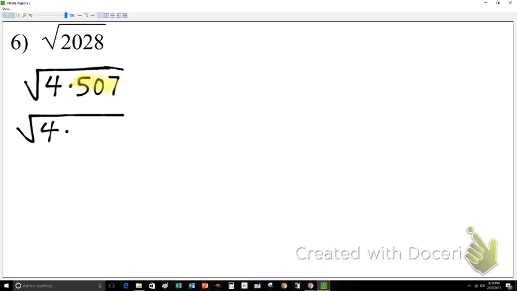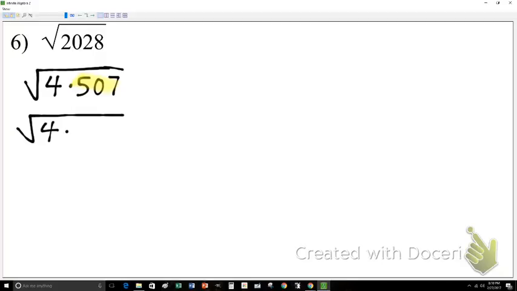So we take 507, we divide it by 4. No, we get a decimal, so that's not going to work. Take 507, divide it by 9. Still another decimal. 507 divided by 16. Another decimal. 507 divided by 25. Still a decimal. 507 divided by 36. Another decimal yet. 507, well, let's try 49. No, I get a decimal.